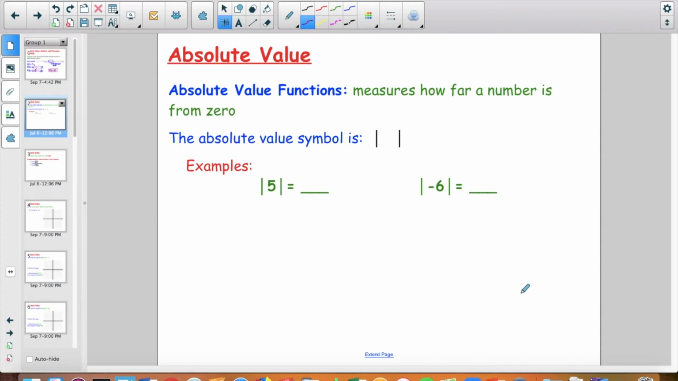So absolute value functions. It measures how far a number is from 0. So the absolute value symbol are those two straight lines. So here the absolute value of 5. 5 is 5 spaces away from 0. So the absolute value of 5 would be 5. Negative 6 is 6 spaces away from 0. So the absolute value of that is 6. Notice the absolute value will always be a positive number. It is never going to be a negative number.